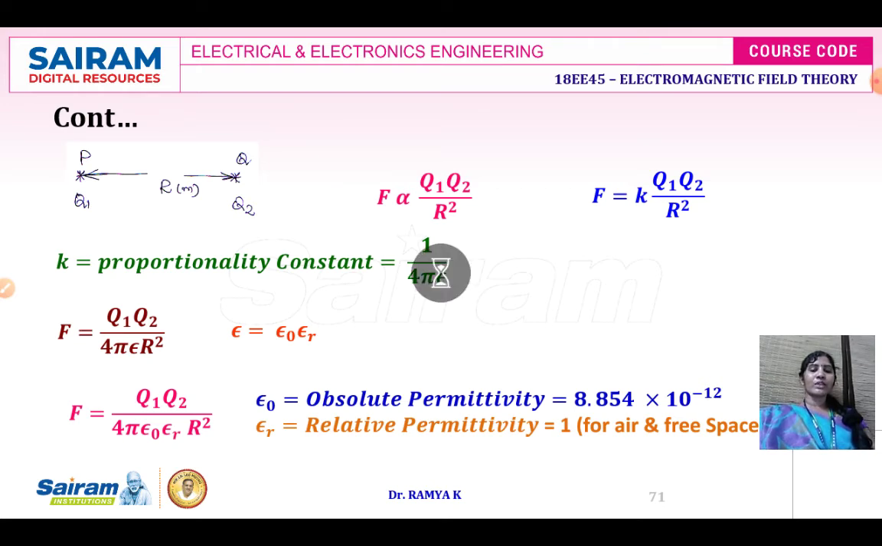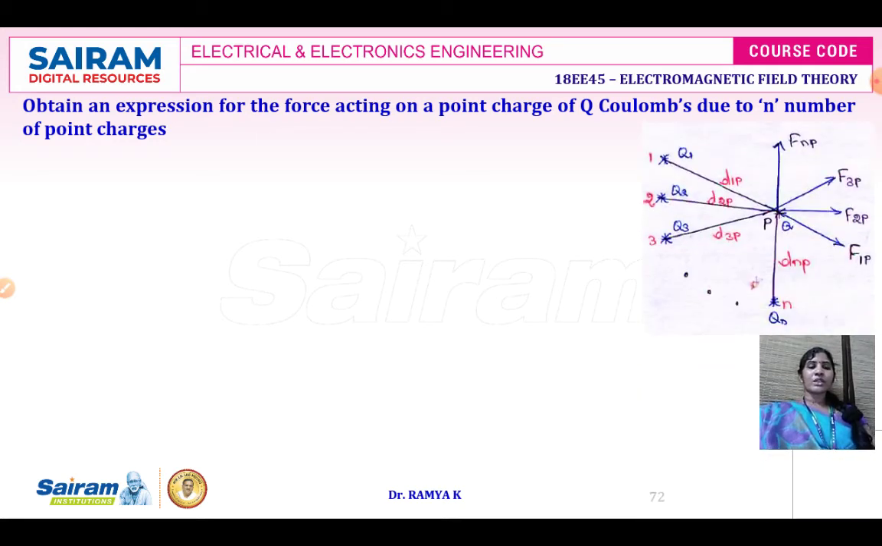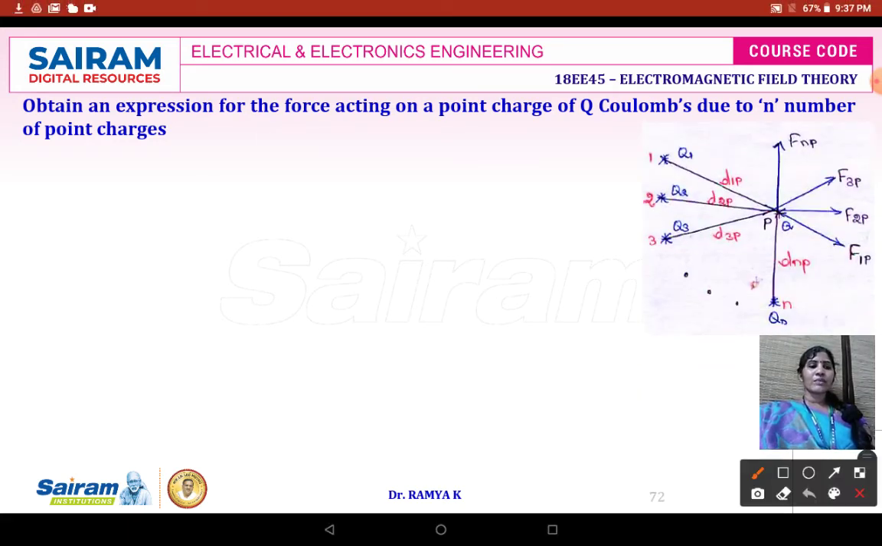At that moment, you need to obtain the expression for the force acting on a point charge of q coulomb due to n number of point charges. You consider n number of point charges. This is going to be point charge number 1, 2, 3, and you have n number of point charges. So this n number of point charges is going to exert a force at point P.